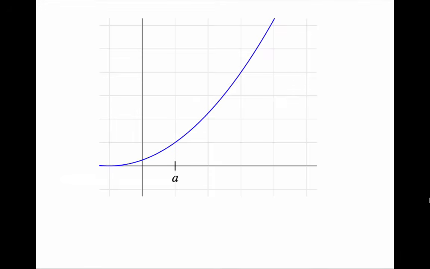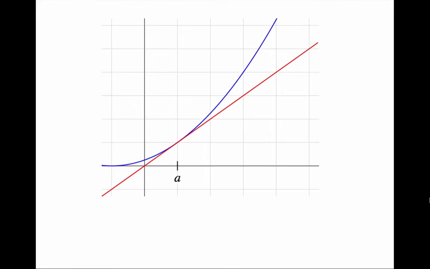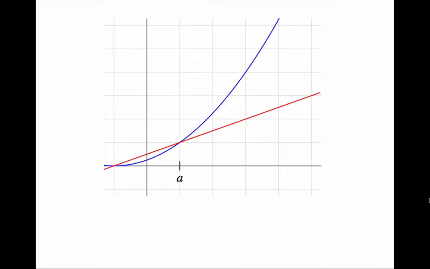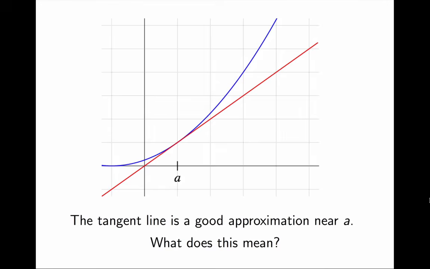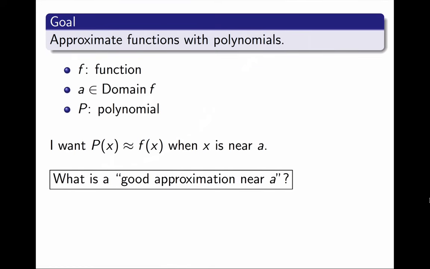For example, here is the graph of a function and its tangent line at a. And we know that the graph of the function and the graph of the tangent line are close to each other as long as I stay near a. Of all the lines that intersect the graph of the function at x equals a, the tangent line is the best approximation near a. But what does that mean? I would like to know what being a good approximation near a actually means so that I can construct other polynomials that are even better approximations of the tangent line.